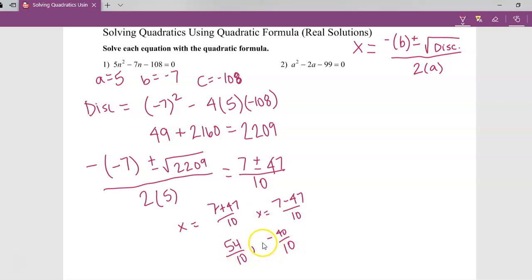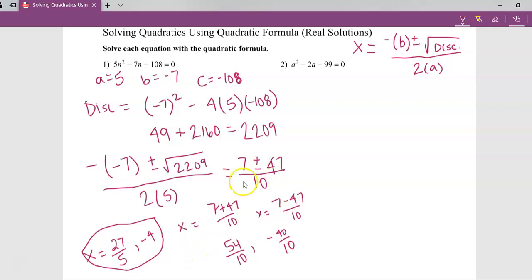So now I'm going to reduce each of these fractions as much as possible. So 54 over 10 would reduce to 27 over 5, just reducing them both by 2. And then negative 40 over 10 would reduce to negative 4. So here are my two solutions. Remember, every quadratic has two. If you have that plus or minus in the middle, that just means I have two different equations that I have to then simplify, one with a plus in the middle and one with a minus in the middle. It's just a condensed way to write it.